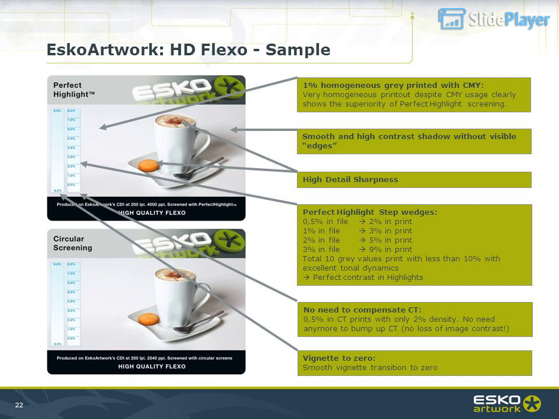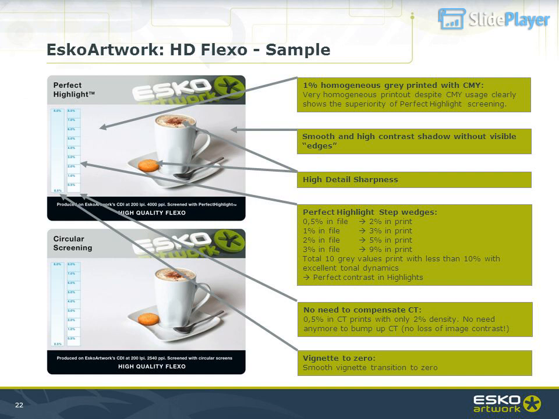Smooth and high contrast shadow without visible edges. High detail sharpness. Perfect highlight step wedges. 0.5% in file, 2% in print. 1% in file, 3% in print. 2% in file, 5% in print. 3% in file, 9% in print. Total 10 gray values print with less than 10% with excellent tonal dynamics.